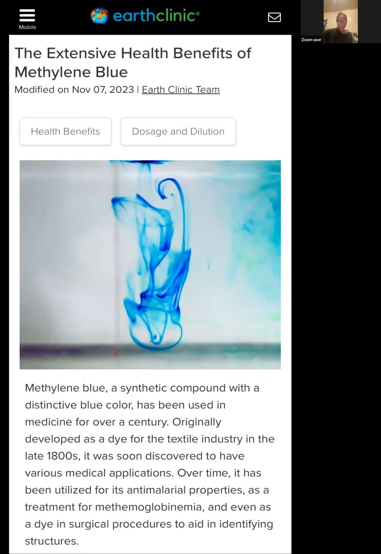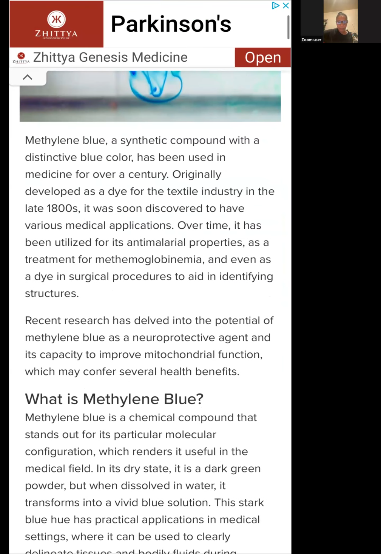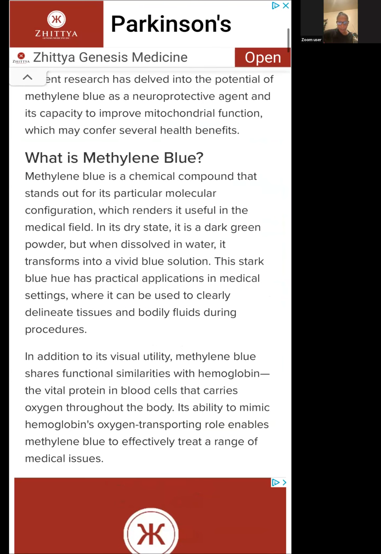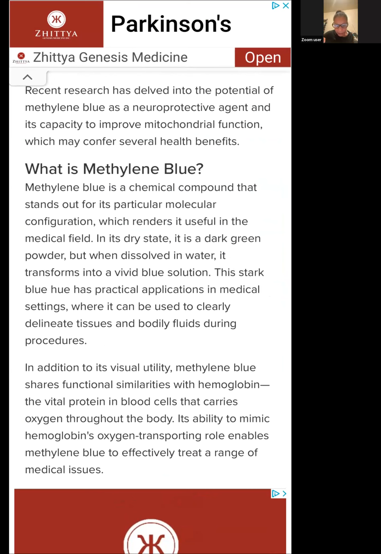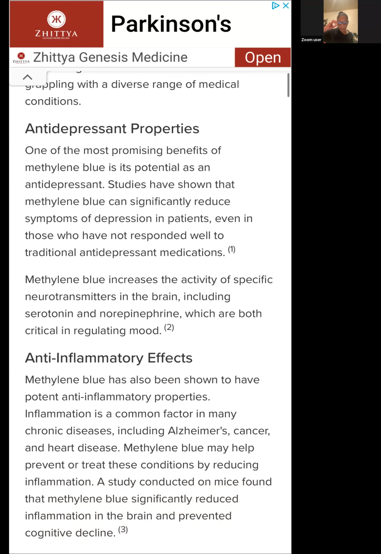But for many of us, like me, who didn't know what methylene blue actually is, I did my research. Methylene blue is a chemical compound that stands out for its spectacular molecular configuration, which renders it useful in the medical field. I want to be as brief as possible because it's a lot of information.